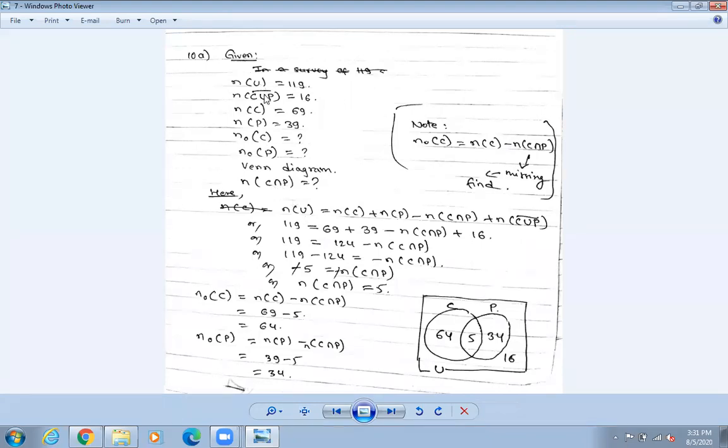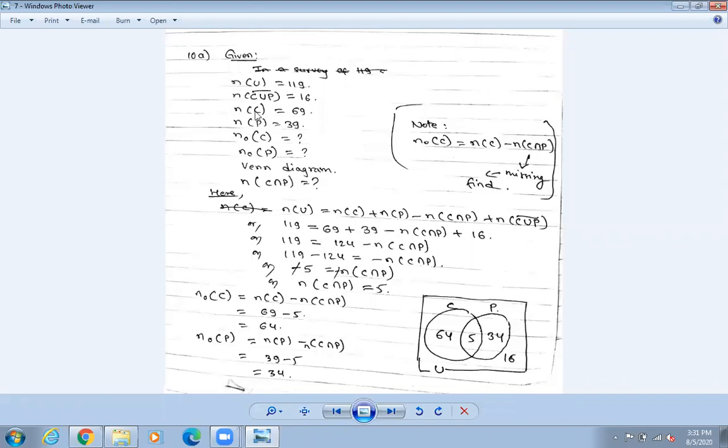So n(U), let us use the formula of n(U) because there is no union. There are two sets, C and P. So n(U) = n(C) + n(P) - n(C∩P) + n((C∪P)'). Let us put the values. n(U) is given as 119, n(C) is 69, n(P) is 39.